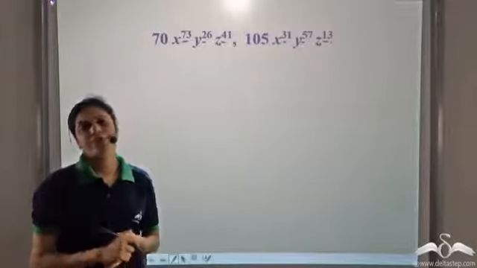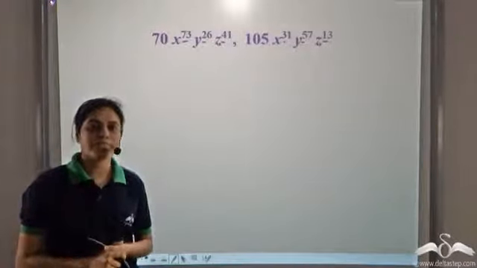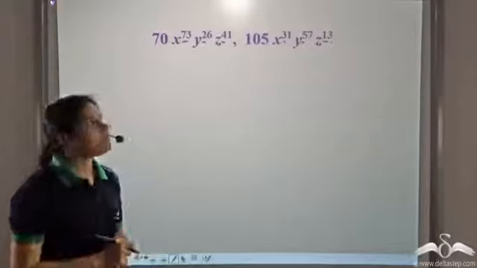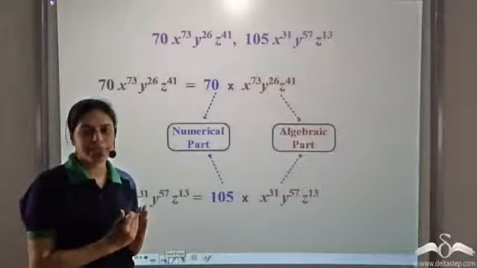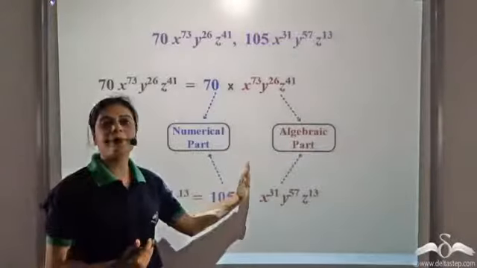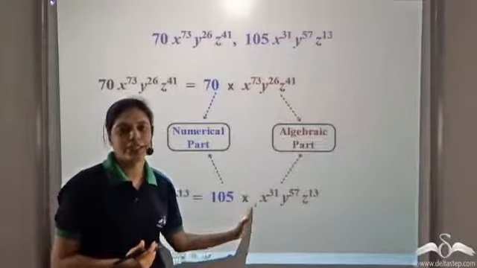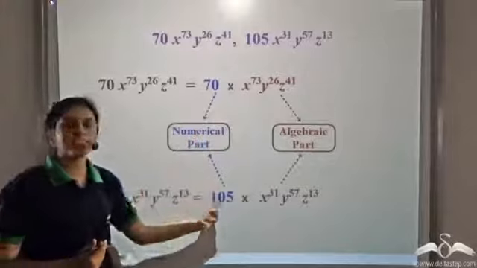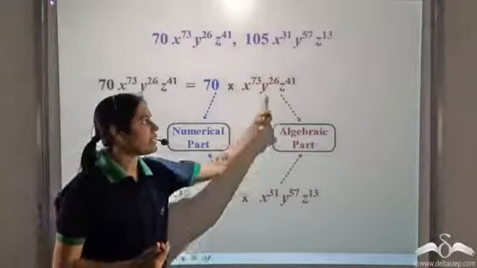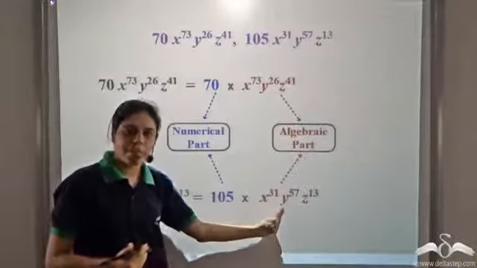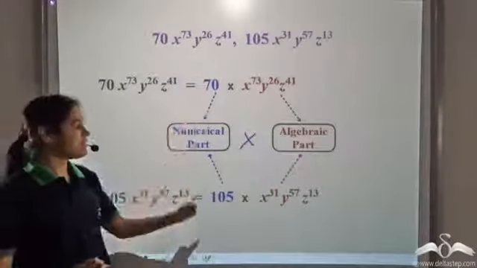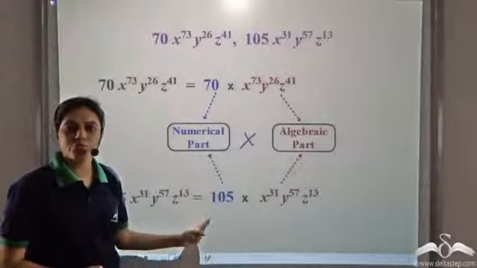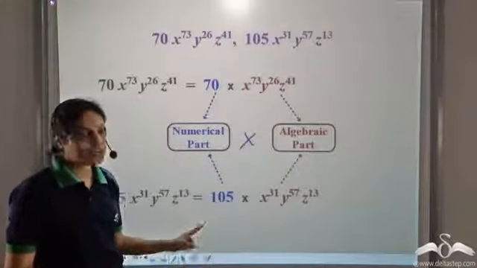So the best method to solve this is the second method, where we consider the numerical part of the two terms separately and the algebraic part of the two terms separately. So first find the HCF of the numerical part and then find the HCF of the algebraic part and multiply those. So let us find the HCF of the numerical part of these two terms, that is 70 and 105.